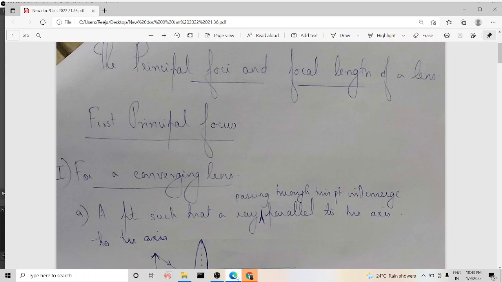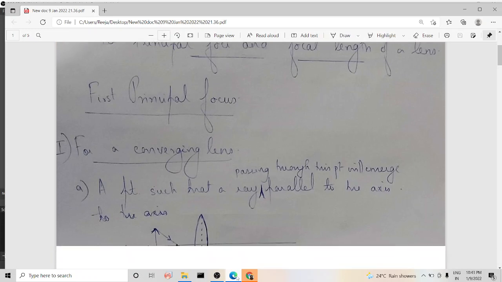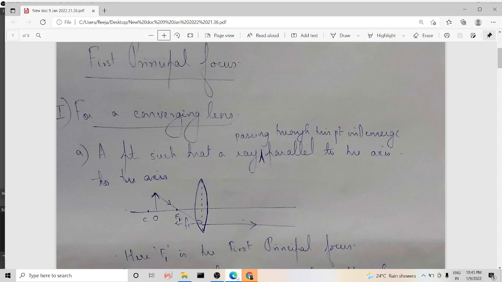Now which is the first principal focus? A converging lens, that is a biconvex lens, has a focus on either side of it. Now which one is the principal focus here? The one here or the one here? It is a point such that a ray passing through this point will emerge parallel to the axis. So the point on the principal axis such that the ray passing through it will emerge parallel to the principal axis is called the first principal focus.